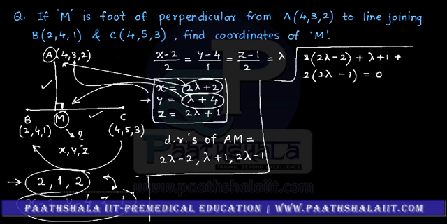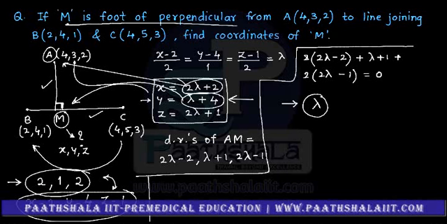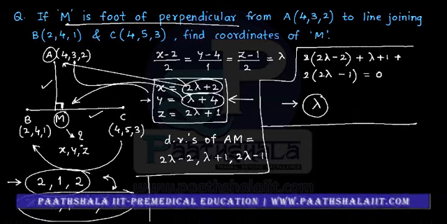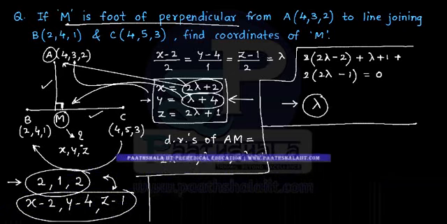So therefore when we solve this equation, that will give us the value of lambda, right? And once we get the value of lambda, we will substitute that in these particular formulae. So therefore that will give us the coordinates of point M, which is the required answer, which is the foot of perpendicular, right? So this is the procedure to calculate the coordinates of foot of perpendicular such that the perpendicular is drawn from any point outside the given line.